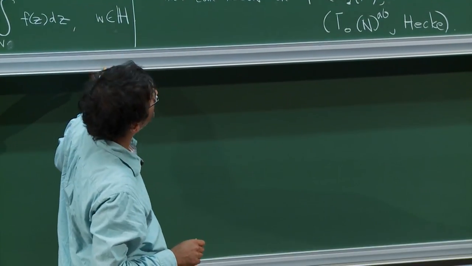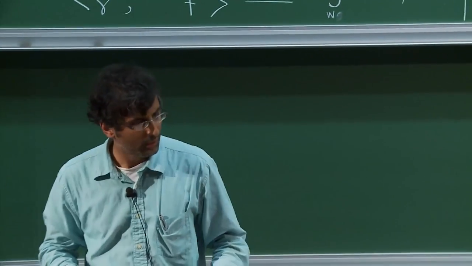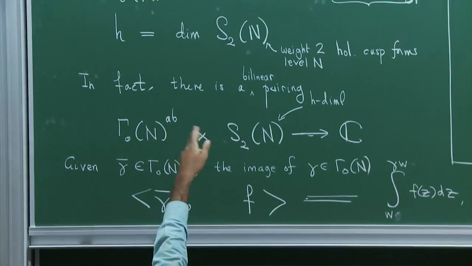So you mentioned the 2H plus 1. One is for Eisenstein series, so it would be more: two Eisenstein series when n is prime. Yeah, that's true. But for example, even for n is 1, you lose 1.